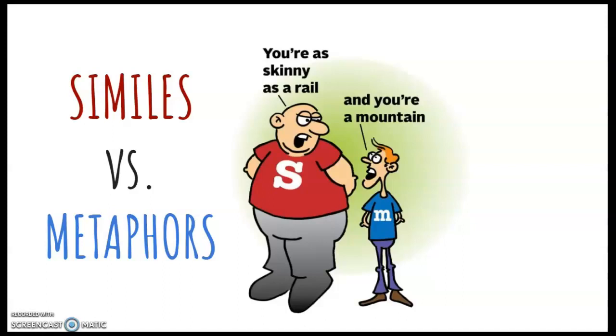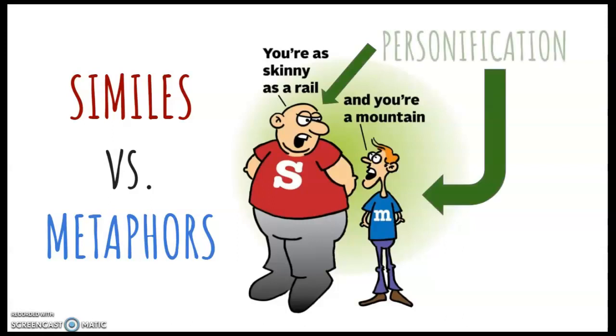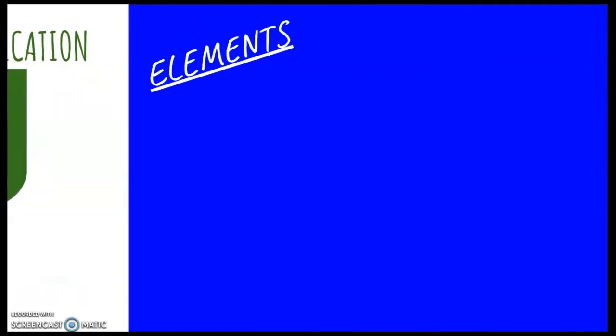And if you'll notice, this illustration also employs personification. These two guys are examples of personification because they are personifying similes and metaphors. Now, these are devices used by authors to convey ideas to their audience. So, how are they different from elements?